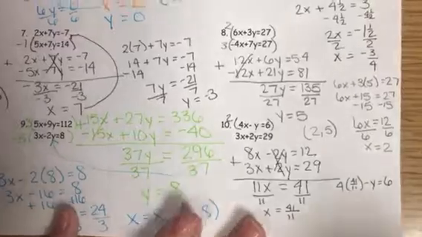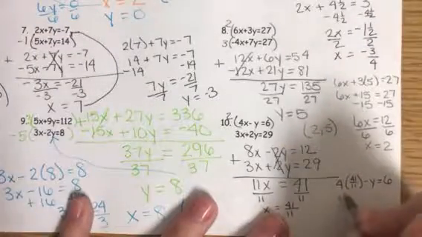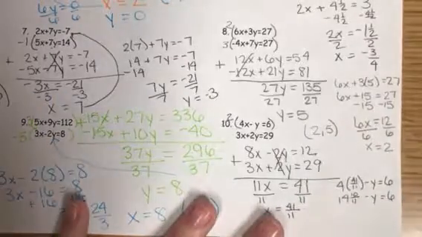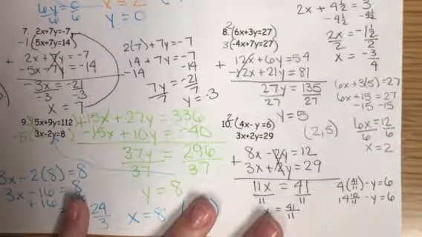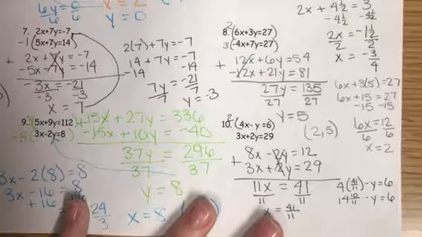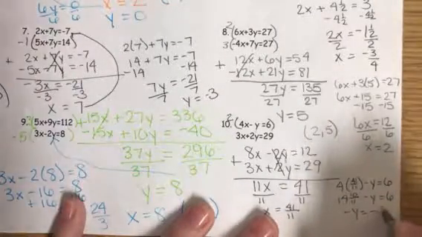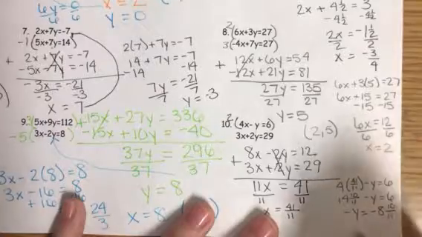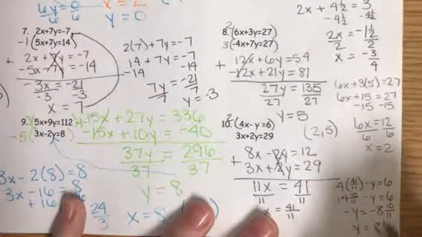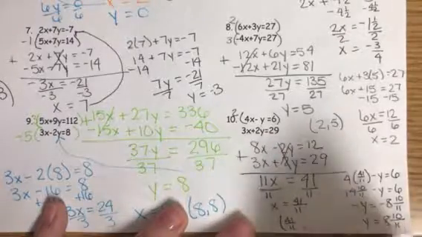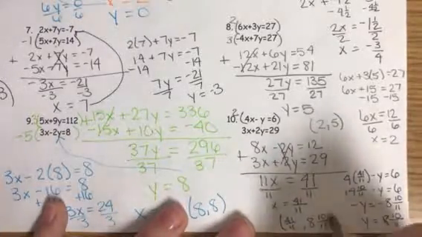So I'm going to multiply that times 4. I'm going to subtract it from both sides. And I'm going to divide by the negative. So again, weird answer, but 41/11 and 8 and 10/11.